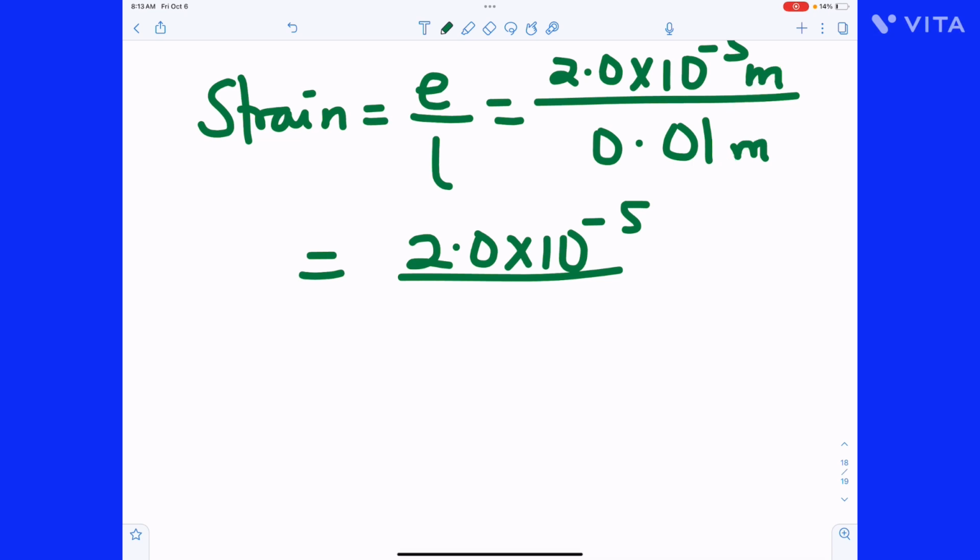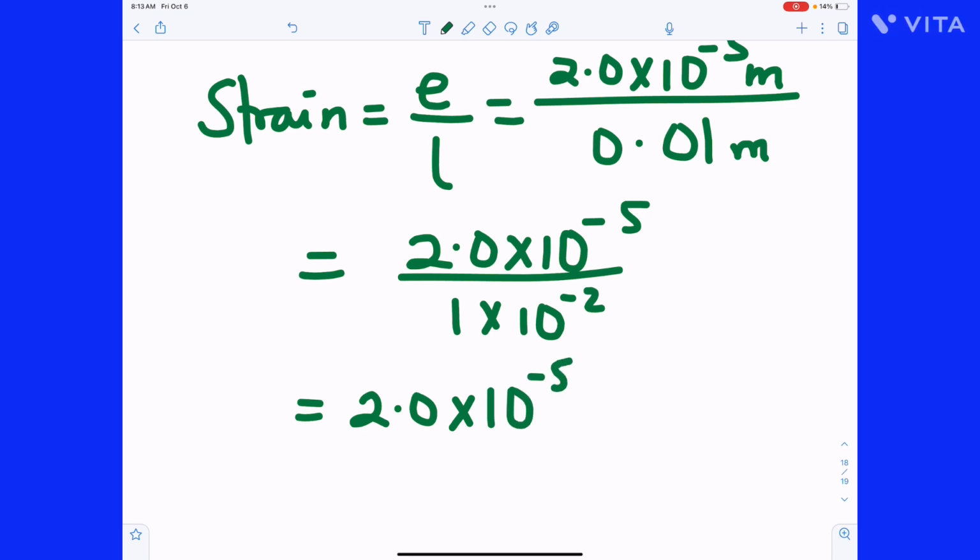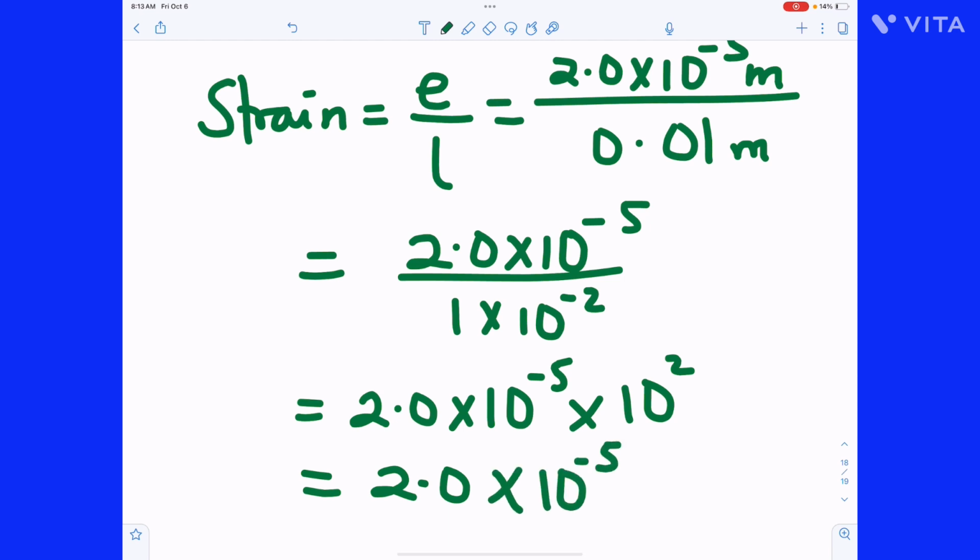So 2.0 times 10 raised to the power minus 5 over 1 times 10 raised to the power minus 2. This will give 2.0 times 10 raised to the power minus 5 times 10 raised to the power 2. Minus 2 goes to the top. It becomes plus 2. Okay, let me write that neatly. 2.0 times 10 raised to the power minus 5 plus 2.